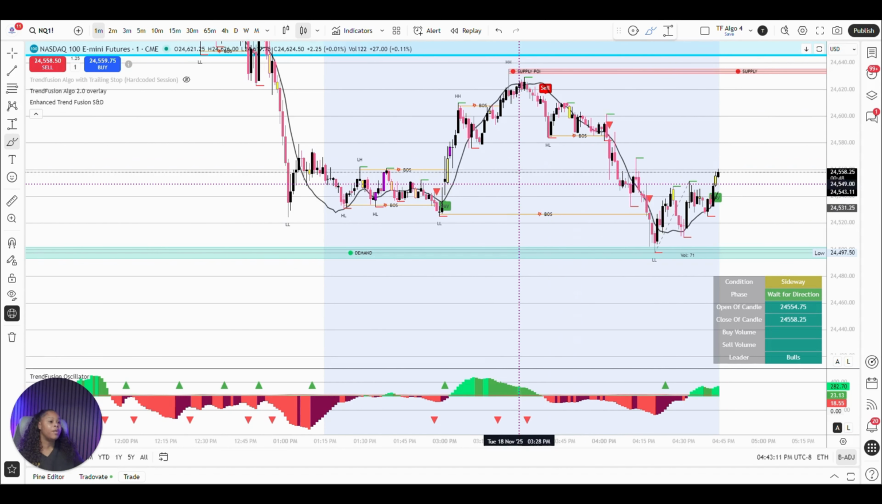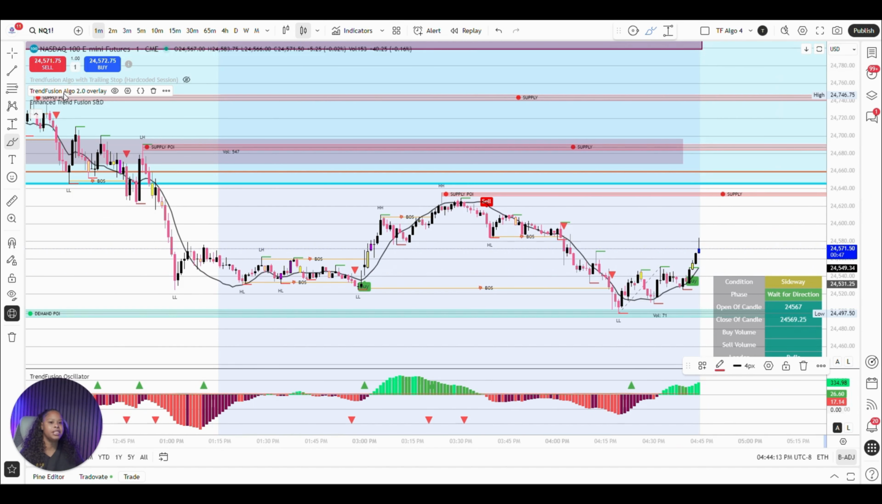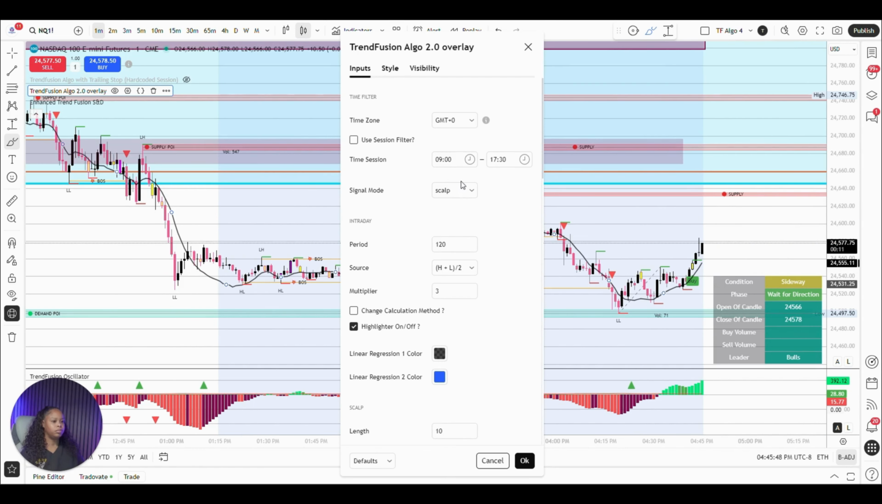Now here's how it works. I'm looking for three things before entering any trades. I need to make sure that my setup is correct. Now, the first thing I'm going to do is hover over my indicator, click on the settings tab. I need to make sure that I'm on signal mode.